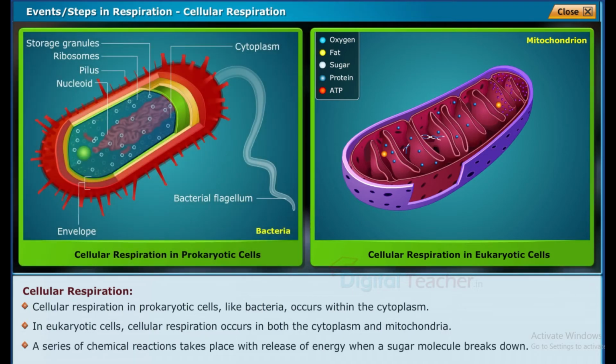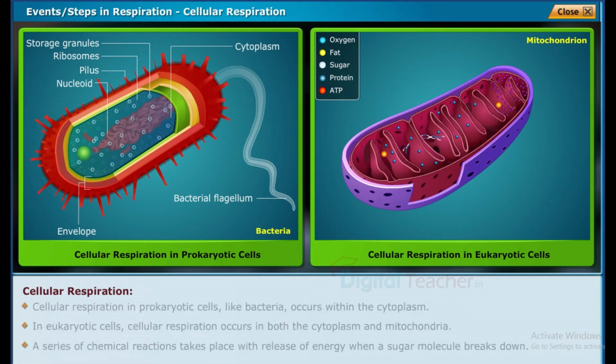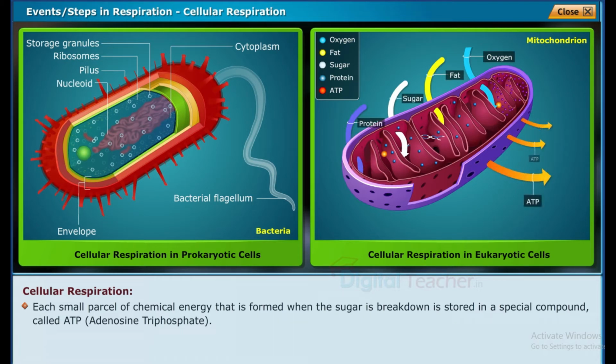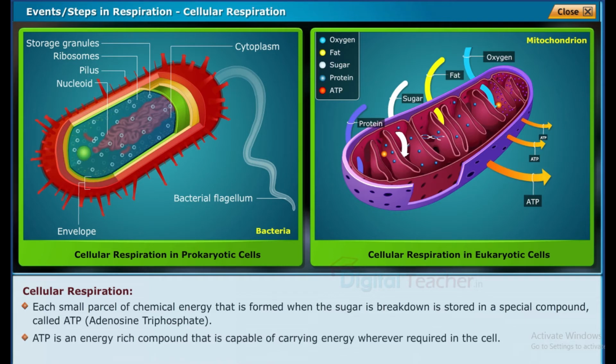A series of chemical reactions takes place with release of energy when a sugar molecule breaks down. Each small parcel of chemical energy that is formed when the sugar is broken down is stored in a special compound called ATP, adenosine triphosphate. ATP is an energy-rich compound that is capable of carrying energy whenever required in the cell.